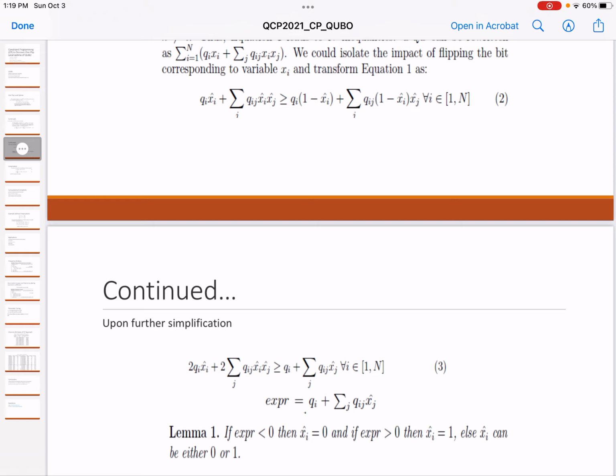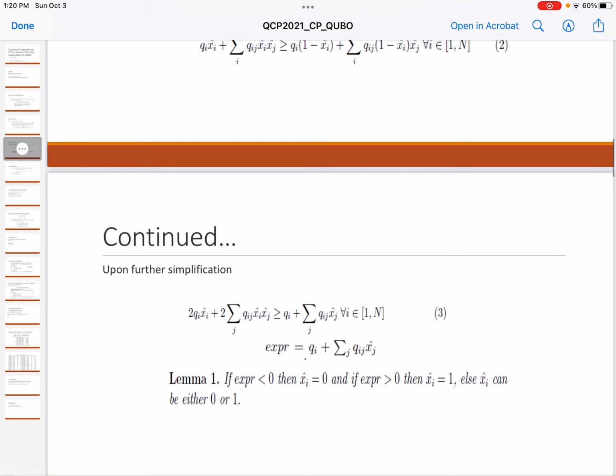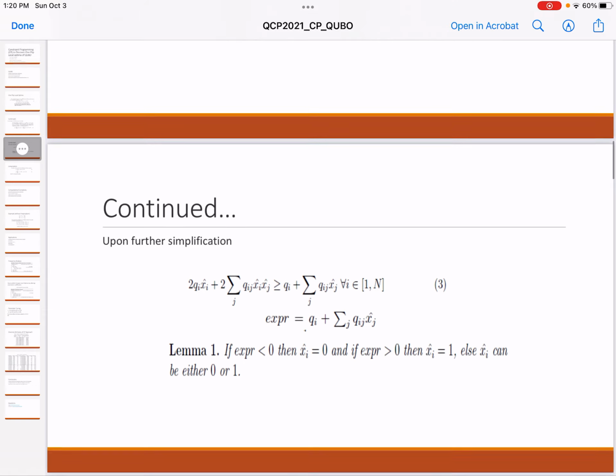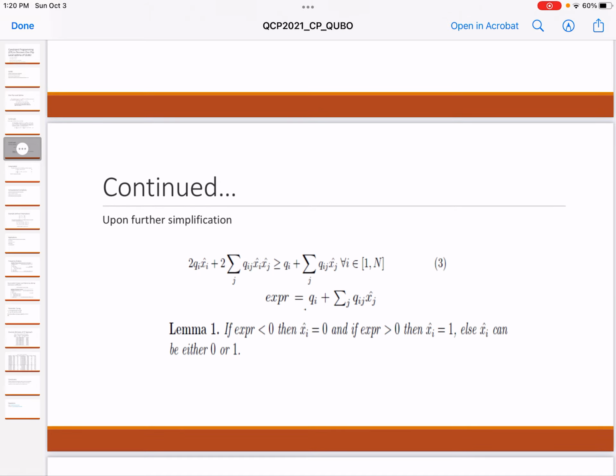Equation 3 details a much more simplified version of equation 2, and we can then say that the property of one flip local optima will be such that this expression given by qi plus the summation of qij xj hat, if that expression is greater than 0, then that specific bit in the one flip local optima will be 1, else that bit will be set to 0. It's very easy to figure this out using a constraint programming engine like IBM CP solver or Google's CP solver, and you can use this constraint programming setup to efficiently solve equation 3.